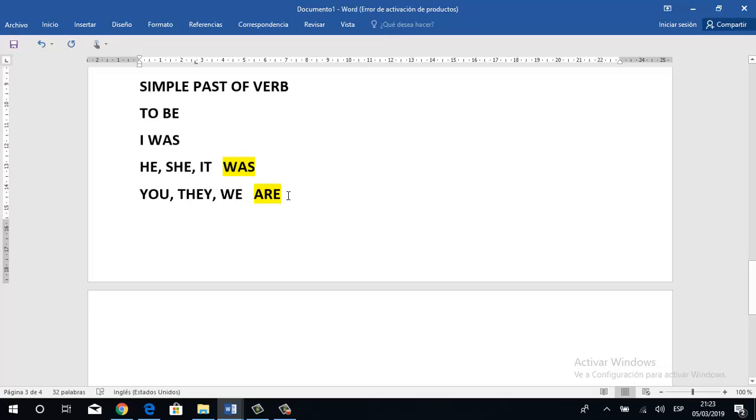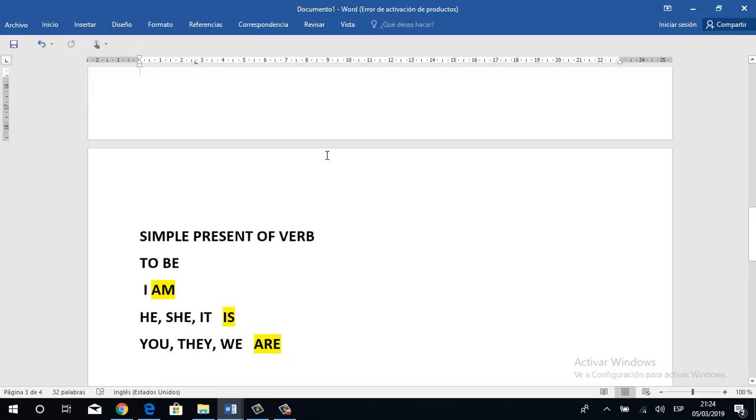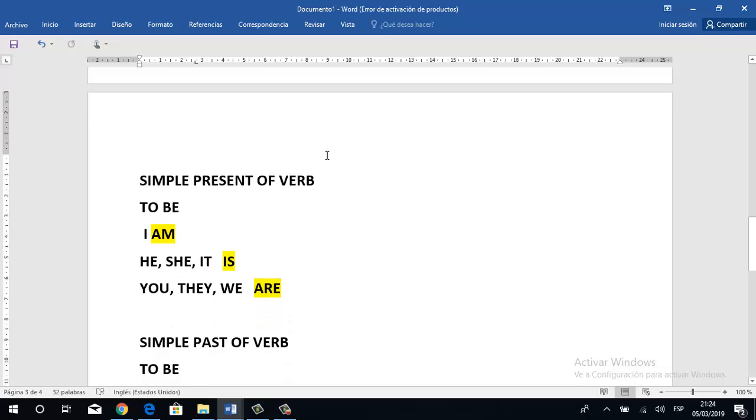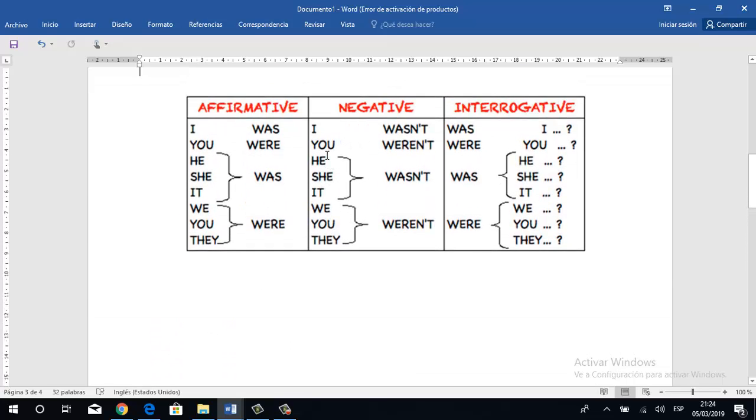Instead of having you are, they are, we are, we're going to have were. So you were, they were, we were. So if you analyze, the verb to be is simplified now, because you only have two variants, not three like it usually occurred in the past. So this is what we have, and based on this, everything is going to be the same. So nothing is going to change, in fact.